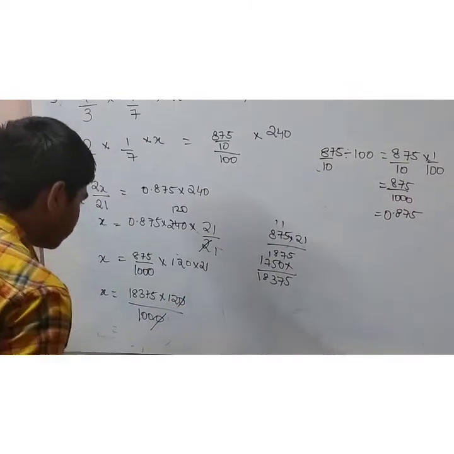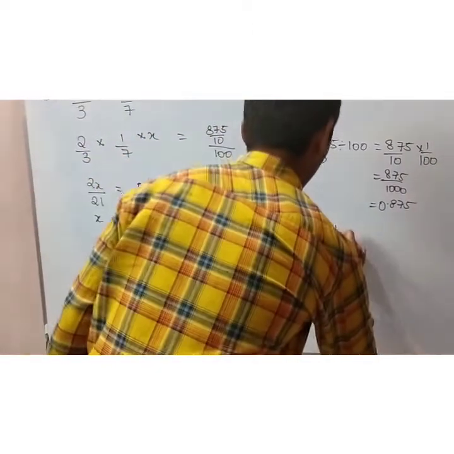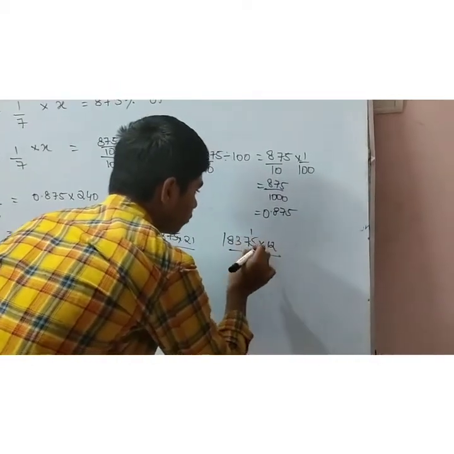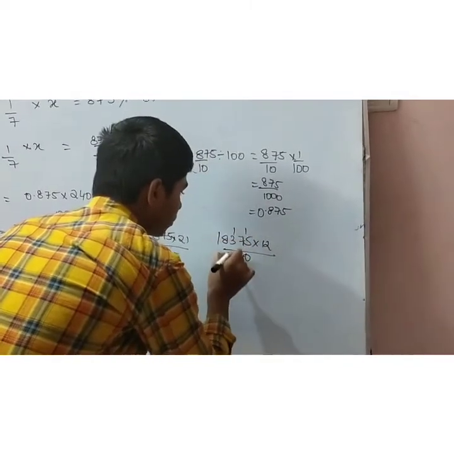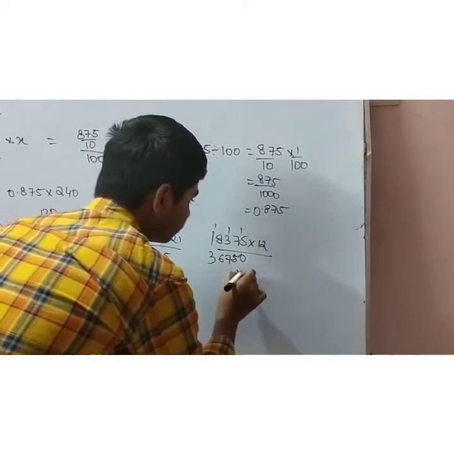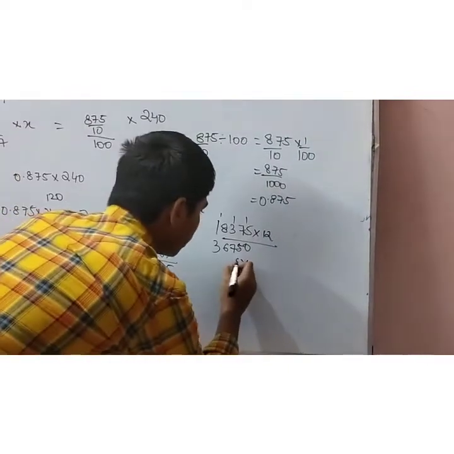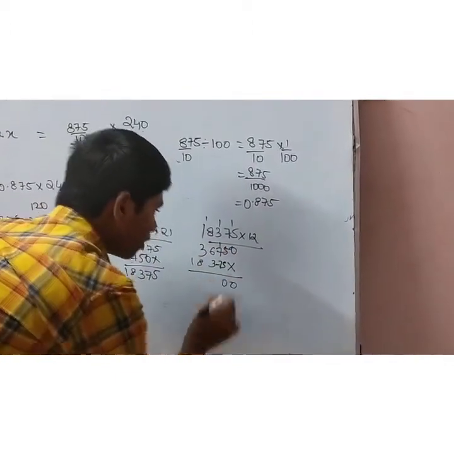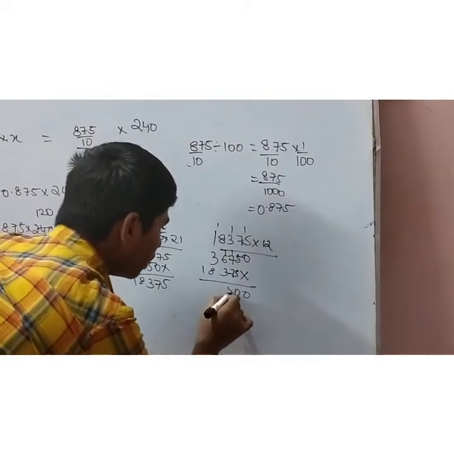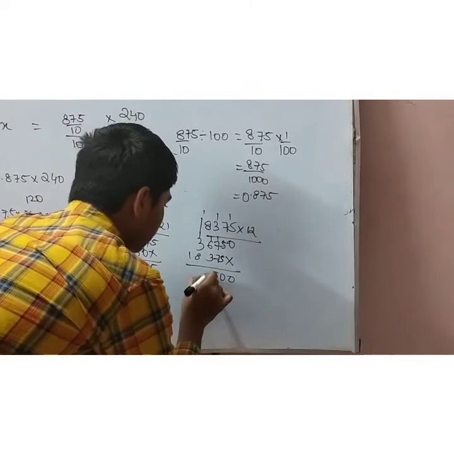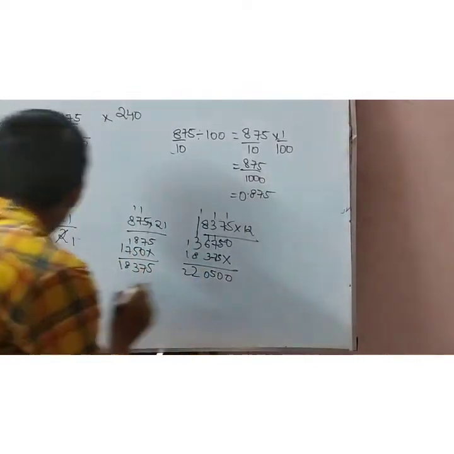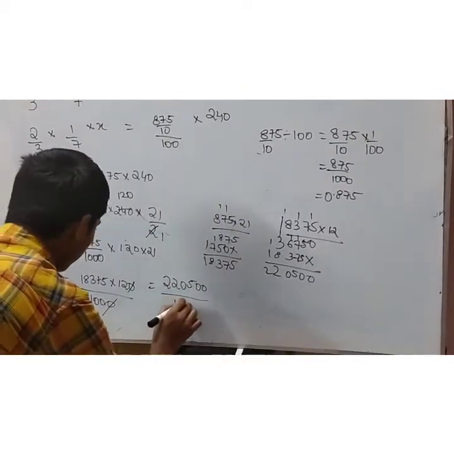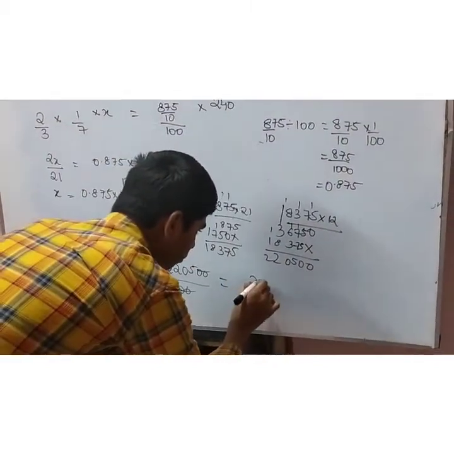It is 18375 into 12. 18375 into 12, that is 2 5s 10, 2 7s 14 plus 1 is 15, 2 3s 6, 7, 2 8s 16. 18375 into 1 is 18375. 0, 5 plus 5 is 10, 7 plus 7 plus 1 is 15, 6 plus 3 plus 1 is 10, 8 plus 3 is 11, 11 plus 1 is 12. 220,500 by 100, that is, the answer is 2205.